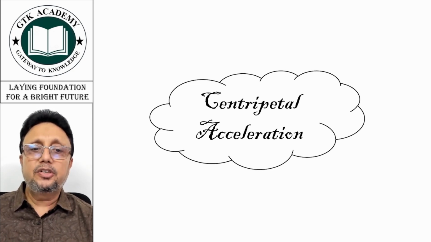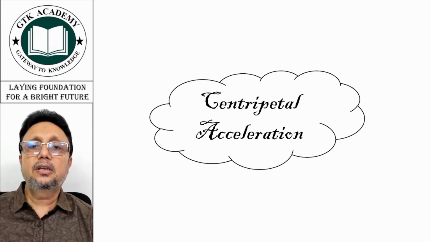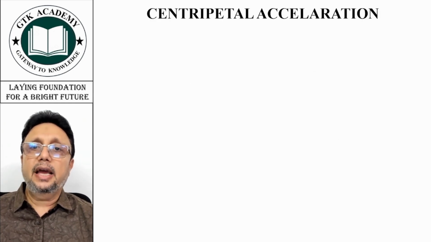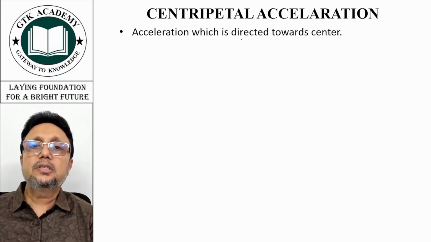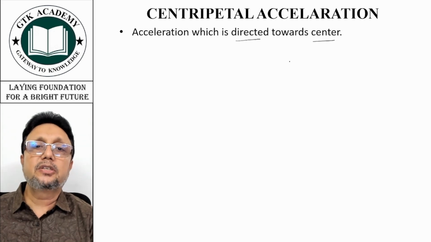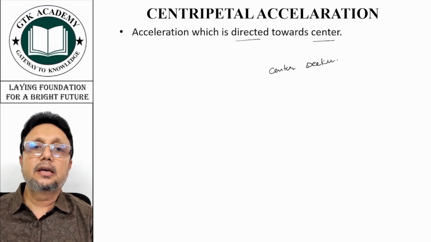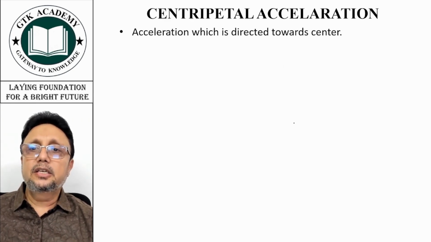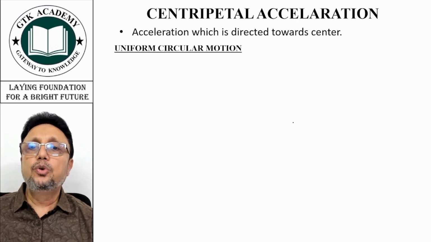Now, the term centripetal acceleration means that acceleration which is directed towards center. It is also called center seeking acceleration. This comes into picture when we have uniform circular motion. Now, what is this uniform circular motion?